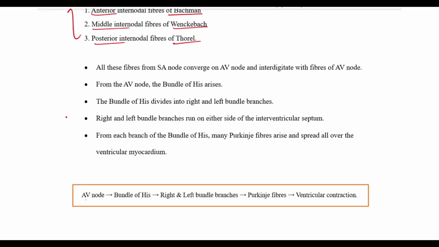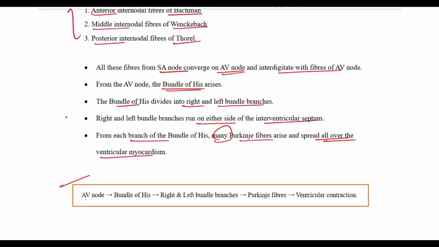So these fibers from the SA node will converge onto the AV node and interdigitate with the fibers of the AV node. From the AV node, the bundle of His arises. This bundle of His will divide into the right and left bundle branches. These branches will run on either side of the interventricular septum, and from each branch of the bundle of His, many Purkinje fibers will arise and spread all over the ventricular myocardium.